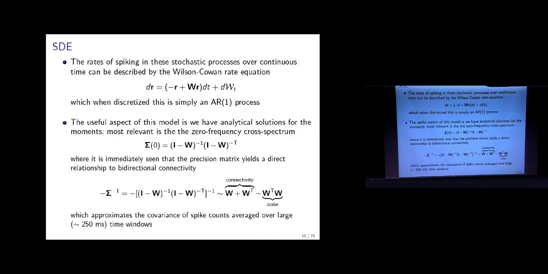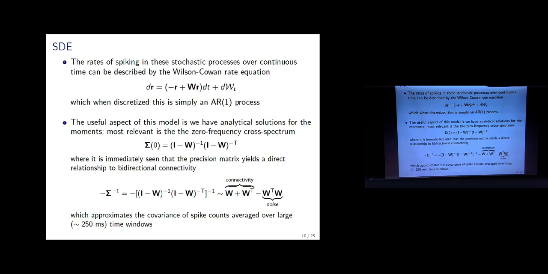Okay, so the first model we'll talk briefly about is the stochastic differential equation, which is a Wilson-Cowan rate model, which can be expressed as this equation in terms of the stochastic differential, the white noise, which is just the differential of the Wiener process. But if you just back up and look at it, it's really just an AR1 process in continuous time. So we know how to deal with this.